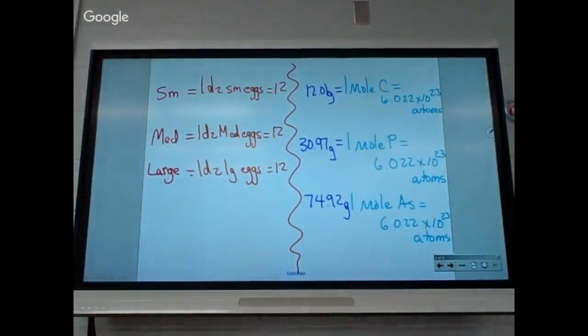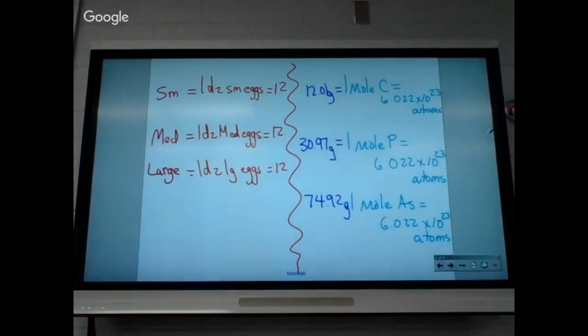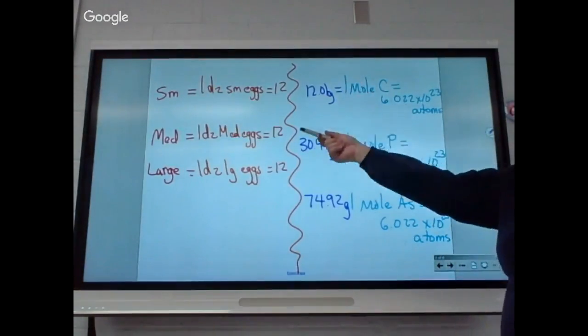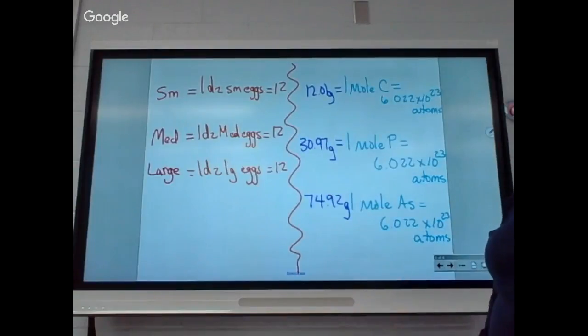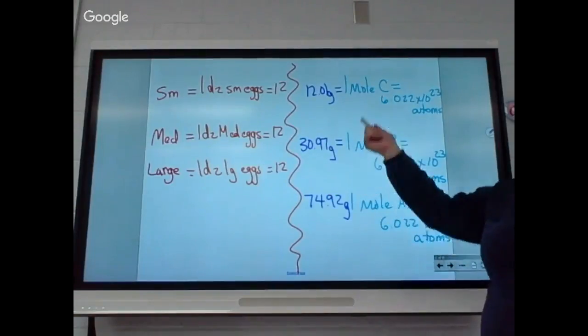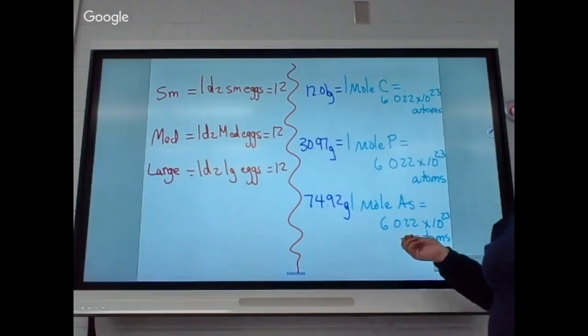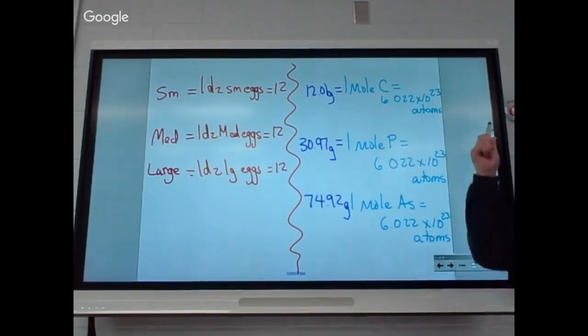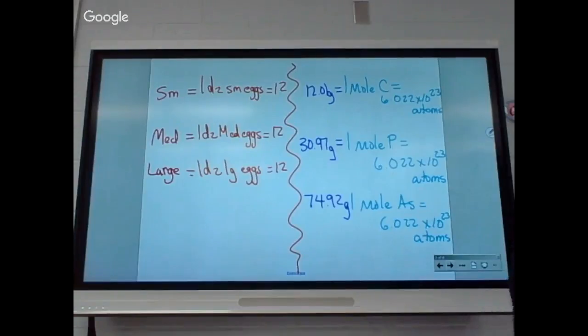Now, why would the masses be different? If all of the moles have the same number of particles, just like all of the boxes have 12 eggs, why are the masses going to be different? They all have 6.022 times 10 to the 23rd atoms. Why would they have different masses? Why aren't they all the same?